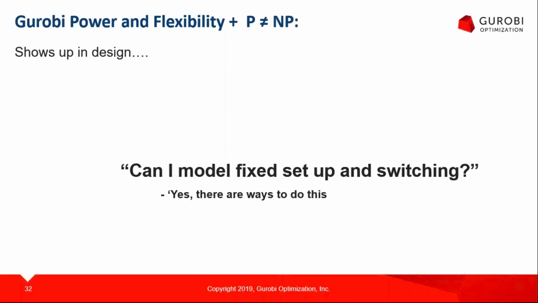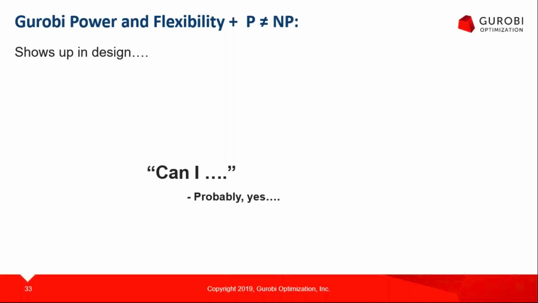Can I model fixed setup and switching costs? So I want to model some kind of switching cost. If I go from A to B, that incurs some cost, which may be different from going from C to A. And yes, we've definitely seen that. There's ways to do that. It's a little complicated, but there's definitely ways, and there's definitely models that do that. And so it keeps on going, and the questions keep coming along that flavor.